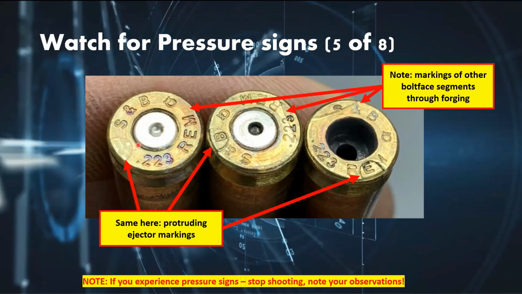Okay, ejector marks here once more. They might look different. There might also be other contours from the bolt engraved into the bottom of your case. That's a pretty good sign that overpressure was there.